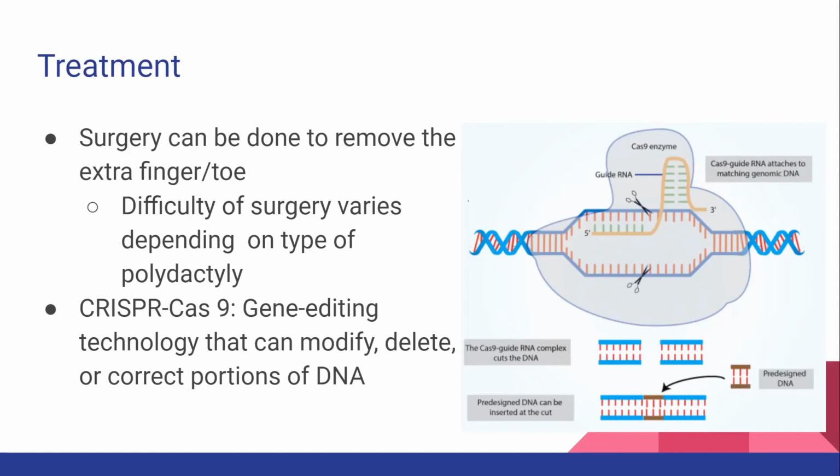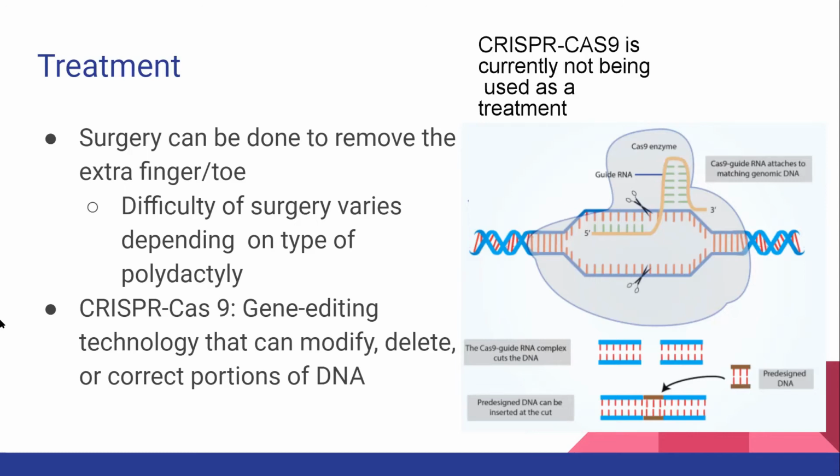There's also a gene editing technology called CRISPR-Cas9, and this technology can modify, delete, or correct portions of DNA. On the right, you can see a chart of how it works. The Cas9 enzyme takes a portion of DNA and cuts it out, and then a pre-designed portion of DNA is inserted into the DNA.